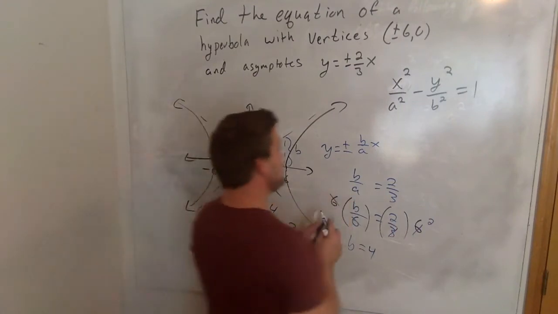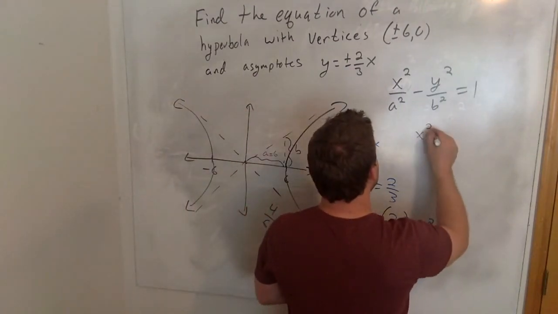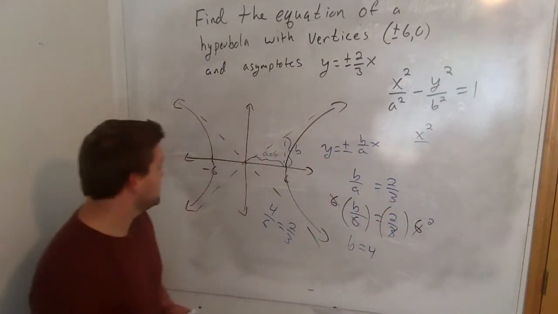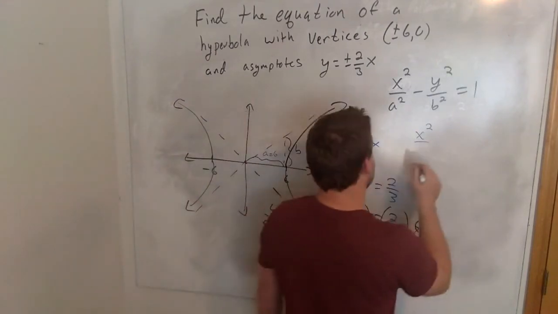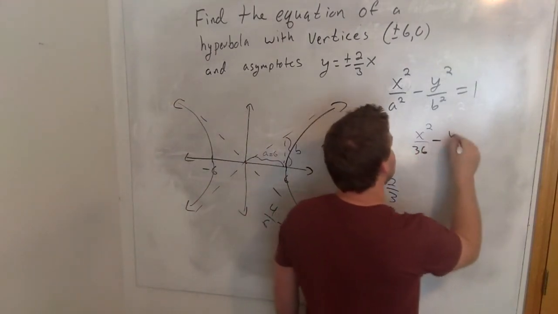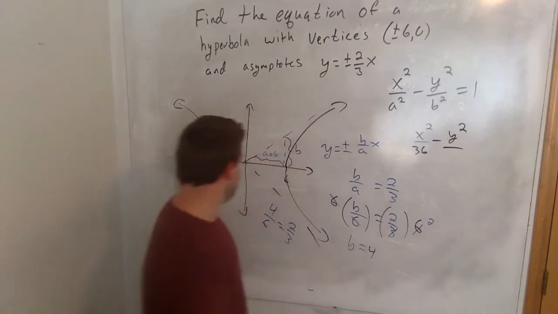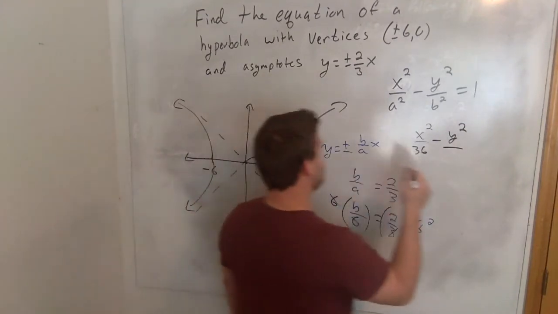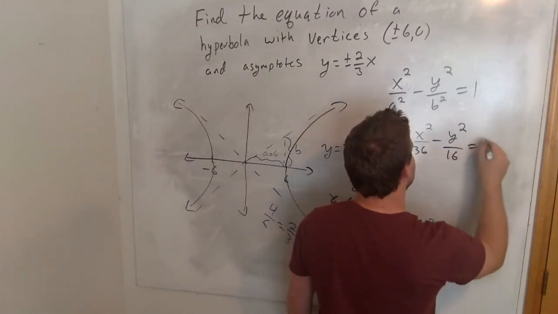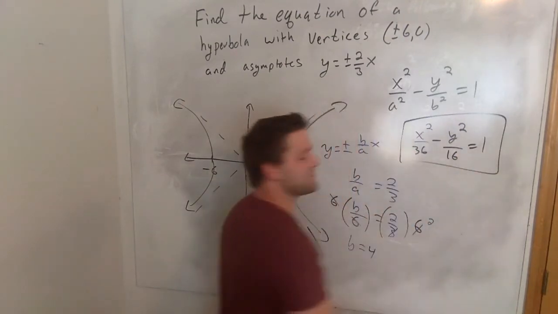So putting everything together, we have that the equation will be x squared. A is 6, so 6 squared will be 36, minus y squared. Our b was 4, so 4 squared will be 16, and that'll be equal to 1. Here is the answer to the equation.